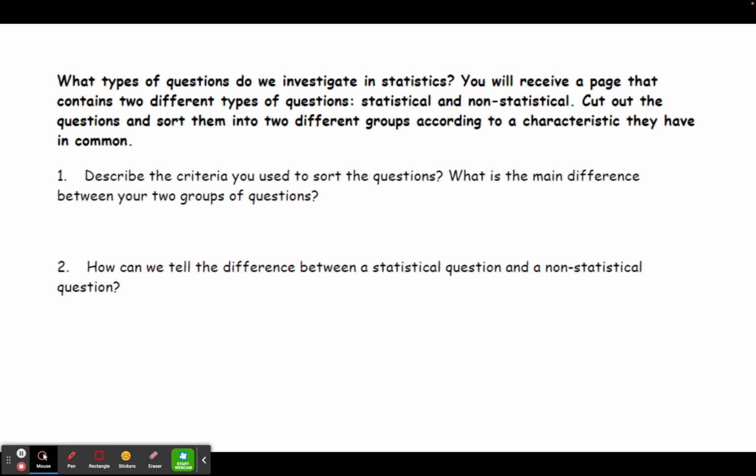So, in statistics, there really are only certain types of questions that are worth our time to investigate. And you have a page that's at the very back of your packet. So you can flip there and just go ahead and tear off that last page. There are several different types of questions on that page. But what you're going to do is cut those apart and try to sort them into two different groups according to some characteristic that they all have in common.